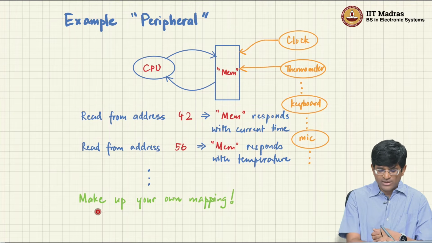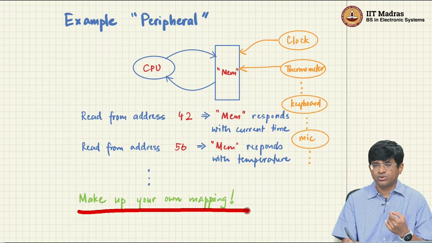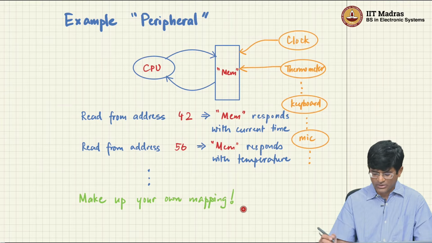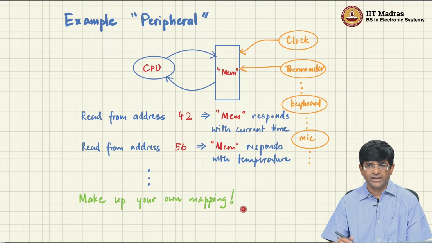So the bottom line is, you can make up your own mapping, right? You can decide which address corresponds to which peripheral, right? And what do I get when I read from a particular address? So this is quite an interesting sort of extension of whatever we had so far.